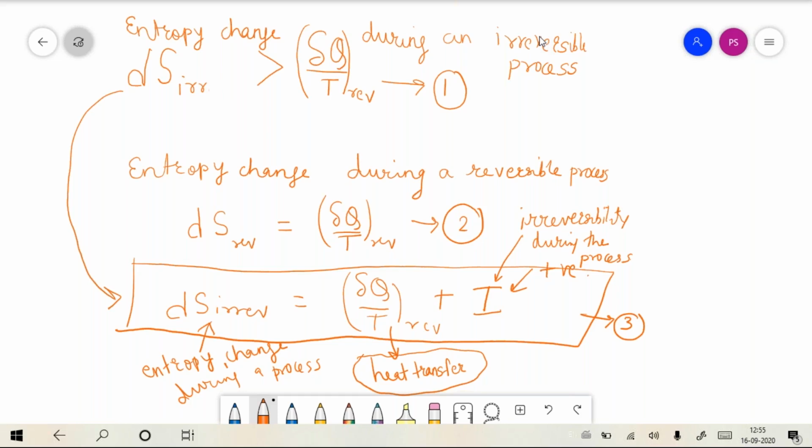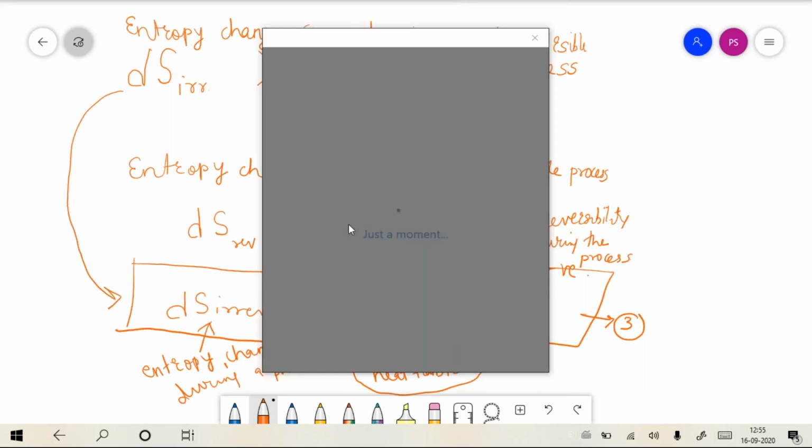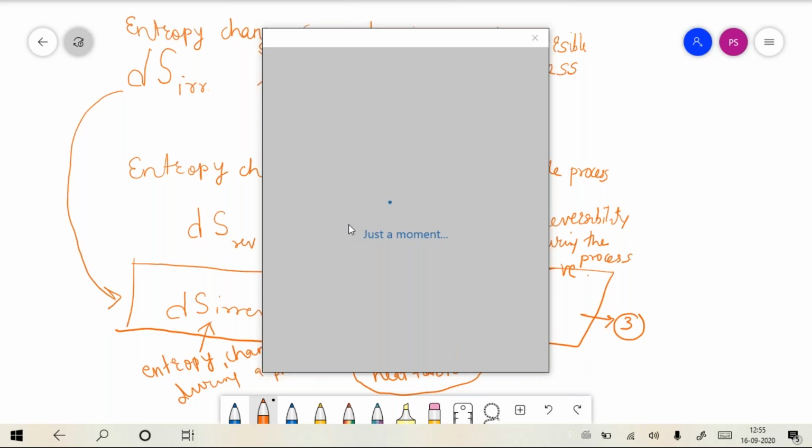We said that if the process is reversible, then entropy change would happen because of heat transfer. So what does expression 2 tell you? It tells you that if the process is reversible, then the entropy change can happen if there is a heat transfer del Q.